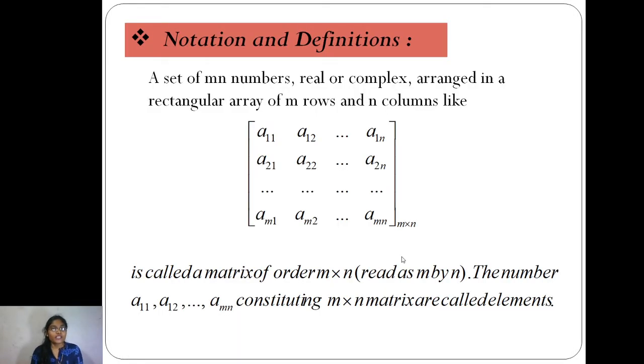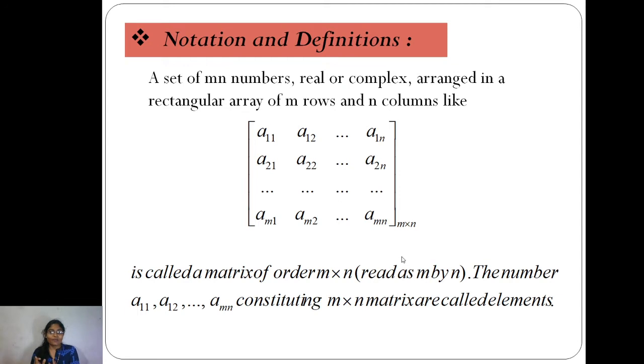What is the notation of matrix? What is the definition of matrix? A set of mn numbers, real or complex, arranged in a rectangular array of m rows and n columns like a11, a12, a1n first row, a21, a22, a2n second row, dot dot, am1, am2, dot dot, amn mth row.